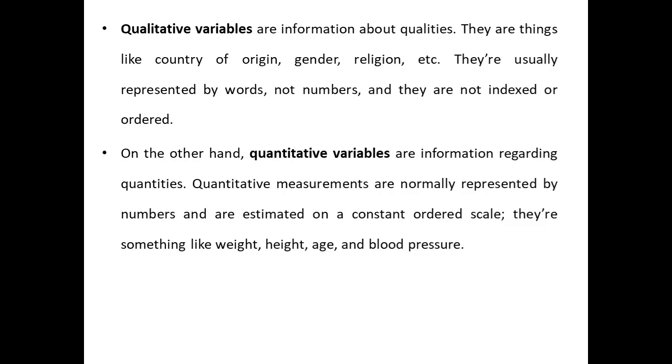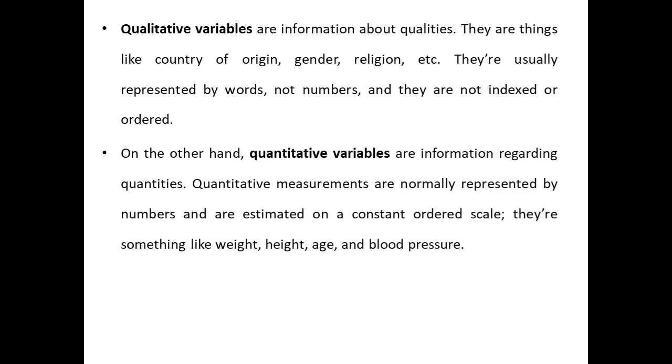On the other hand, quantitative means information regarding quantity. The quantitative measures are normally represented by numbers and are estimated on a constant order scale. They are things like weight, height, age, and blood pressure. I hope you understand now what a qualitative variable and a quantitative variable are.